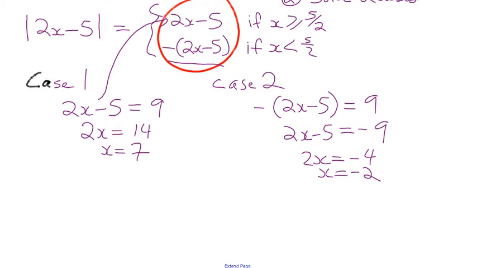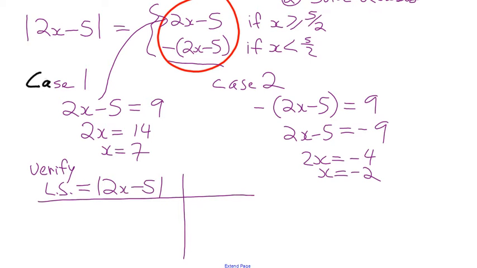We need to verify both solutions. So I'm going to say verify, and we're going to do a left side, right side verify. The left side is equal to the absolute value of 2x minus 5, and the right side is equal to 9. When we do the verification, we go back to the original equation, right? Back to the original problem. We don't use the cases. We go back to the original problem.